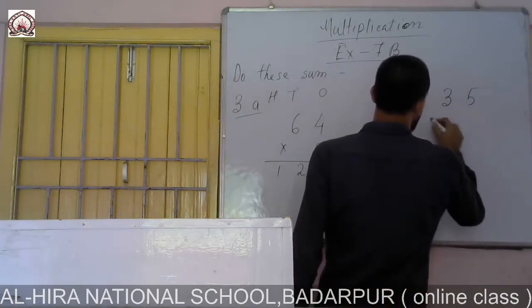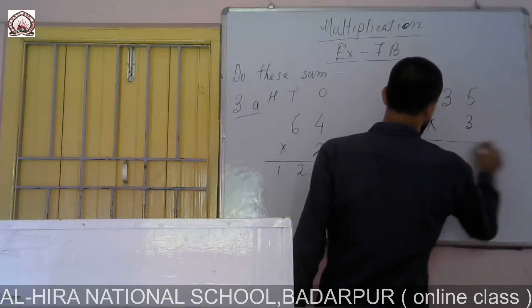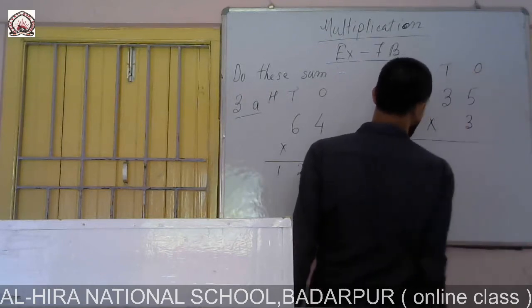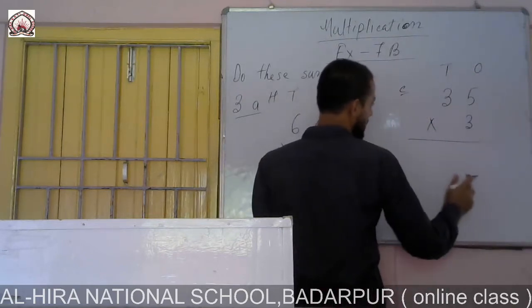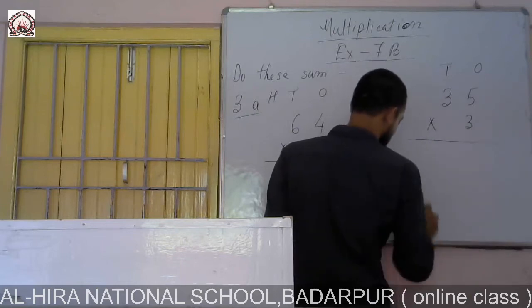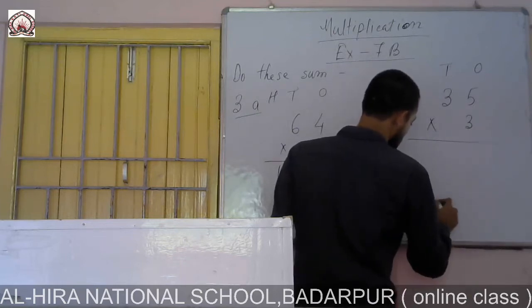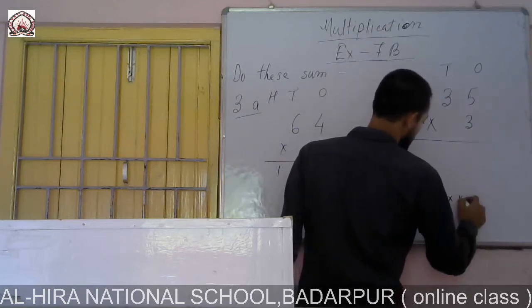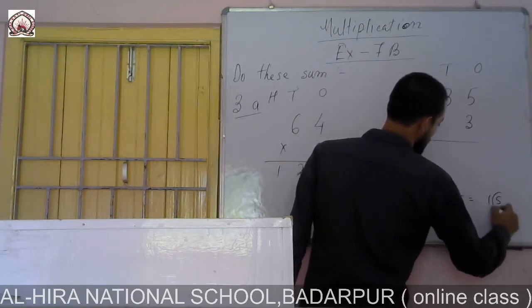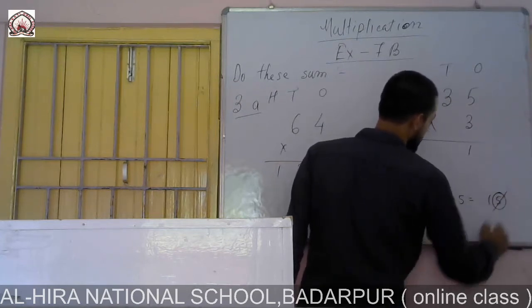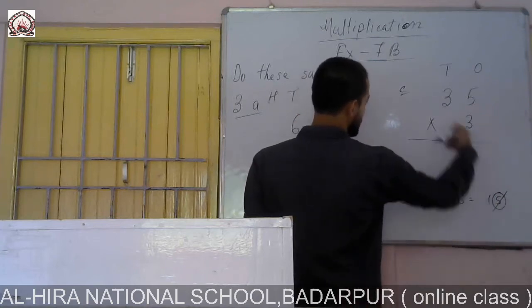35 multiplied by 3. So what do we have to do? We have to multiply the ones place first. That means in the ones place we get 3 and 5. So 3 5s are what? 15. This 5 will come to which place? Ones place. And this 1 will come to the tens place.